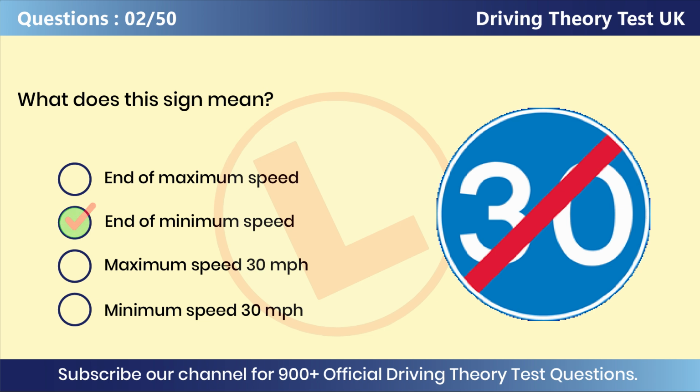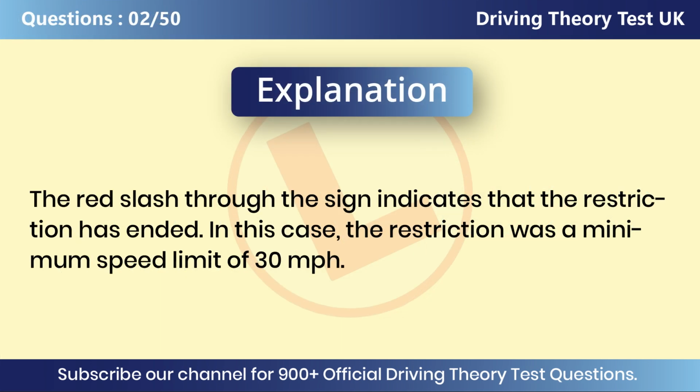B. End of minimum speed. The red slash through the sign indicates that the restriction has ended. In this case, the restriction was a minimum speed limit of 30 miles per hour.